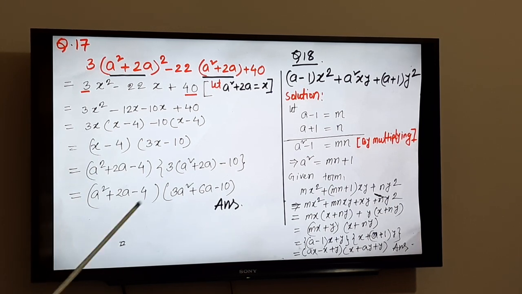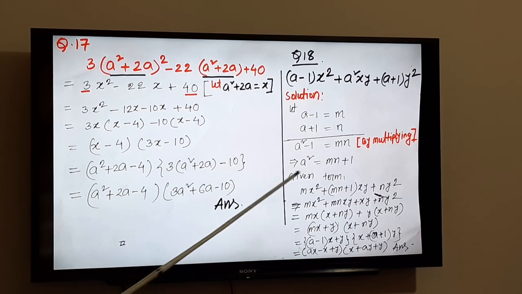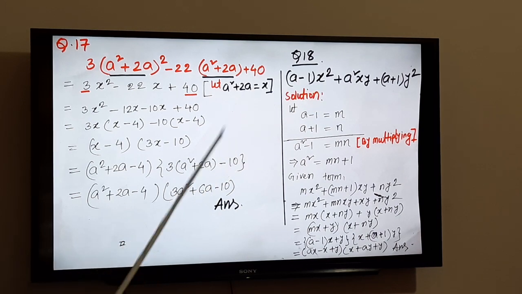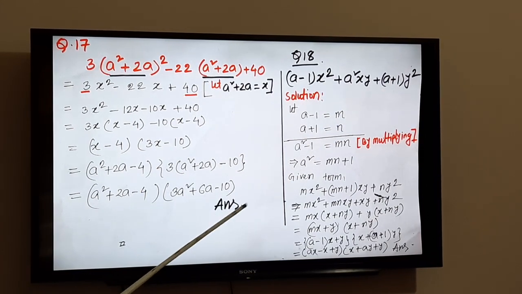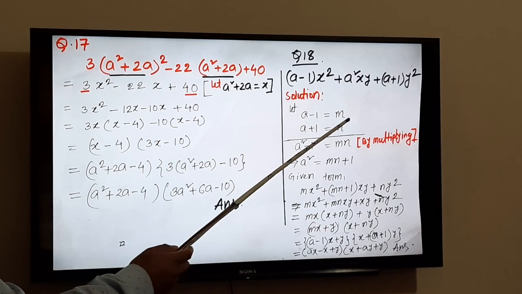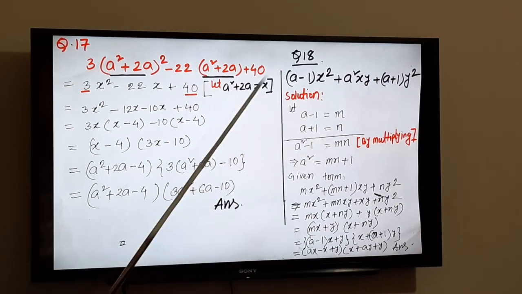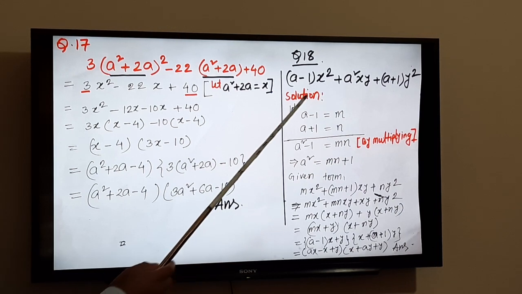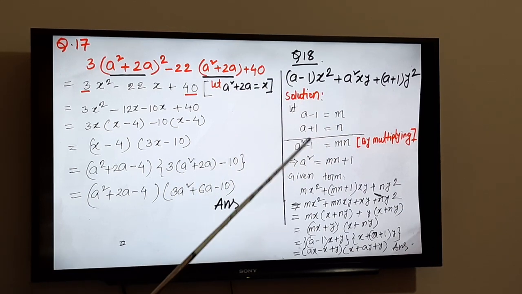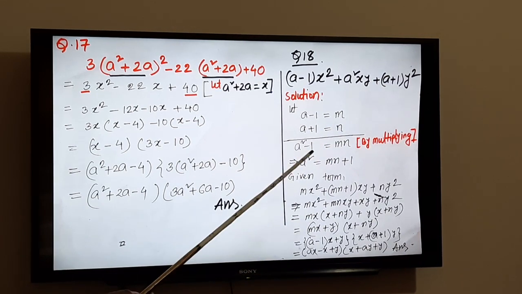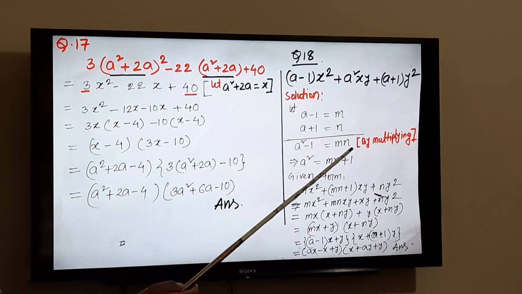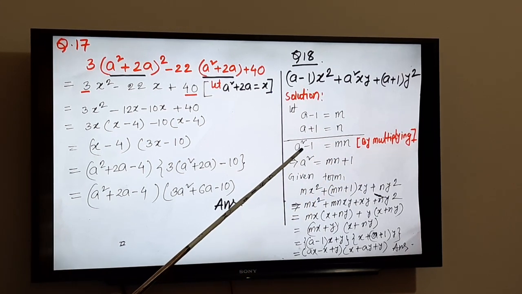Now another important question, question number 18. Very important question. (a − 1)x² + a²xy + (a + 1)y². At first, suppose a − 1 is equal to m and a + 1 is equal to n. So multiplying the two terms, we can write (a − 1)(a + 1). Applying the algebraic formula a² − b², and multiplying on the right hand side mn, we can write a² = mn + 1.